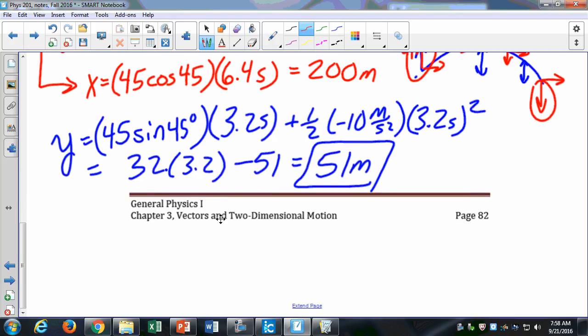Lots of projectile motion problems in the homework, too. And we'll work through some more of the supplemental problems that you have at the end of your homework.